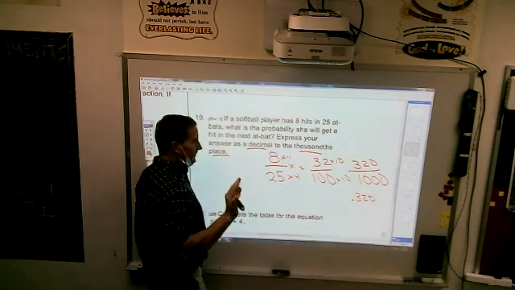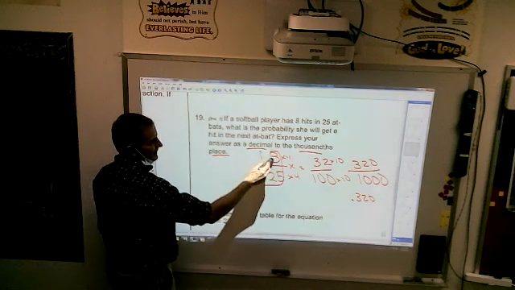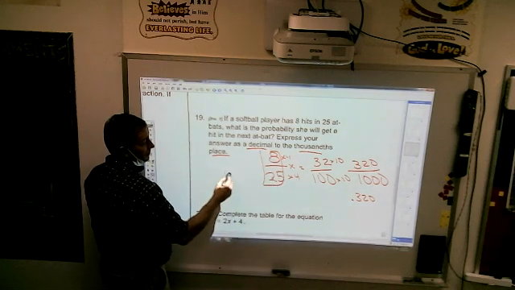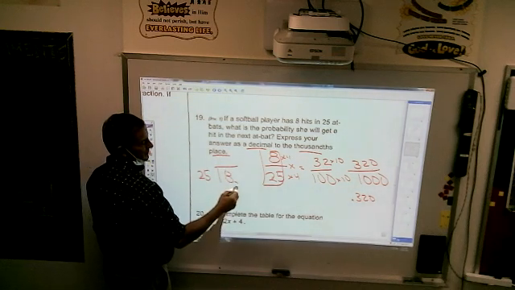320. If that at all confused you, then just make this a division problem. You are taking 8 and dividing it by 25. Put your decimal in there.